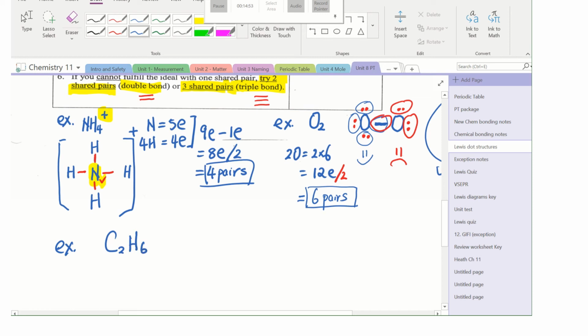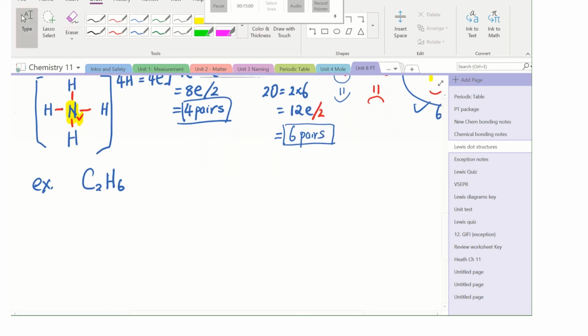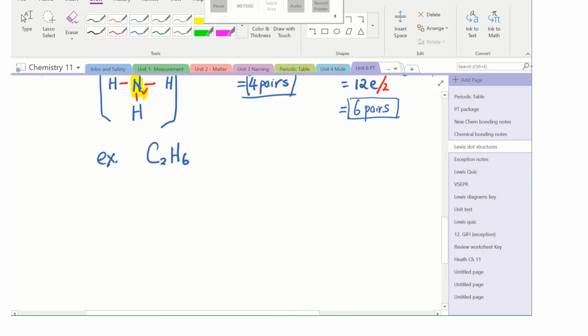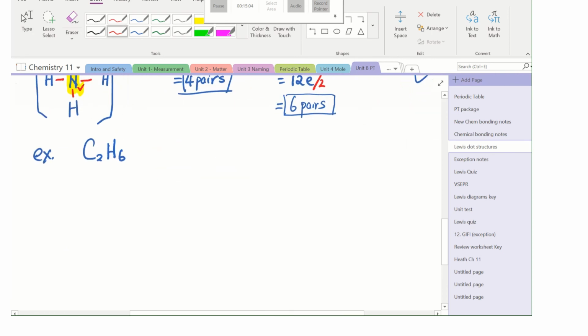C2H6. So step number 1, we're going to put the fewest one in the middle. In this case, the fewest one is the C2. So we have 2 carbons side by side like so. Okay, and then we're just going to put the other one surrounding it.